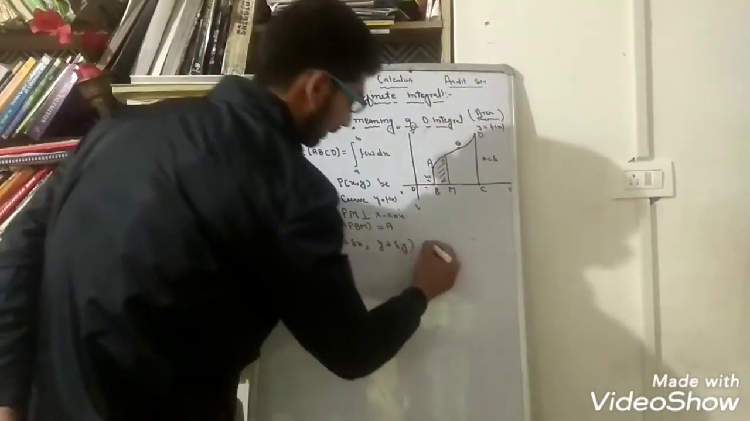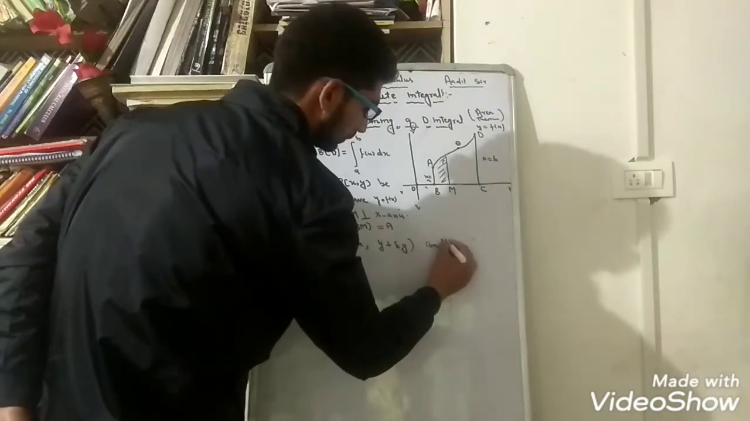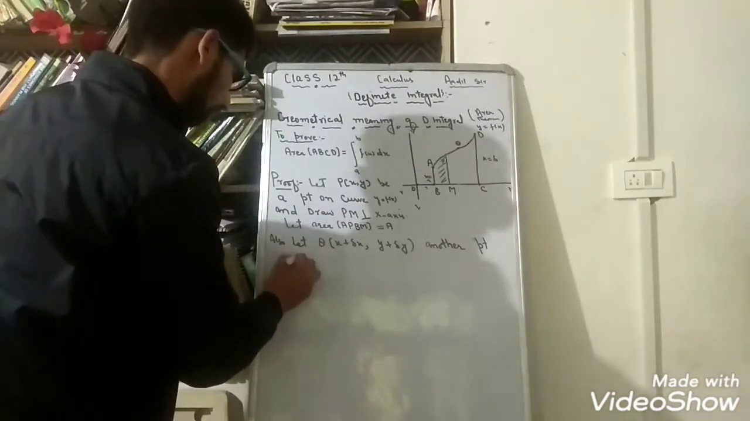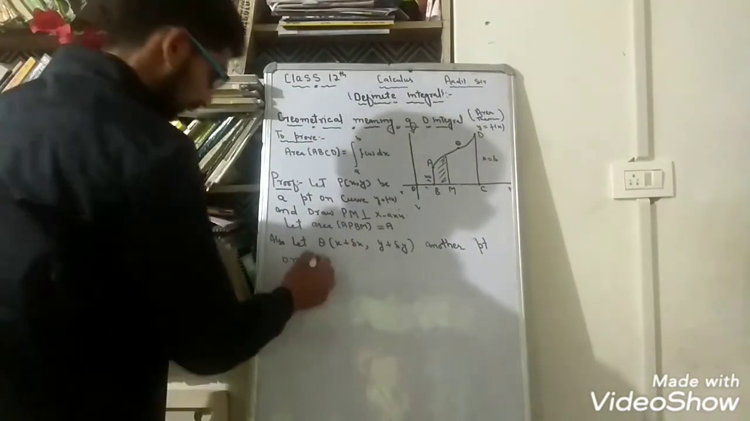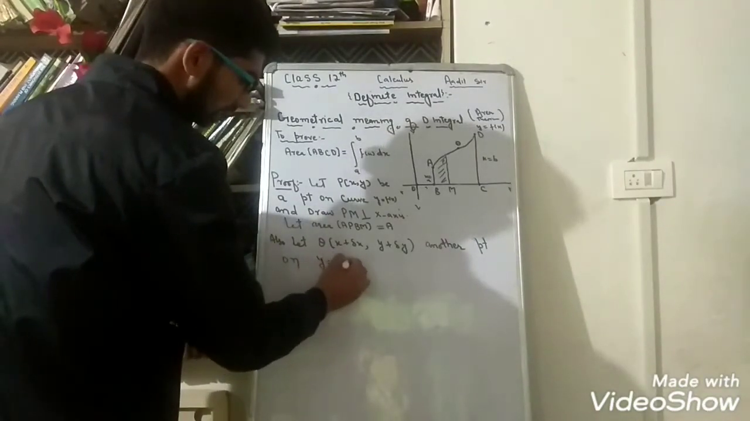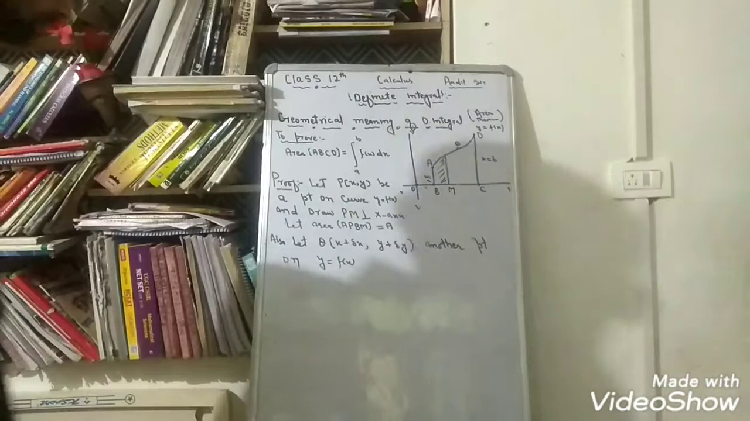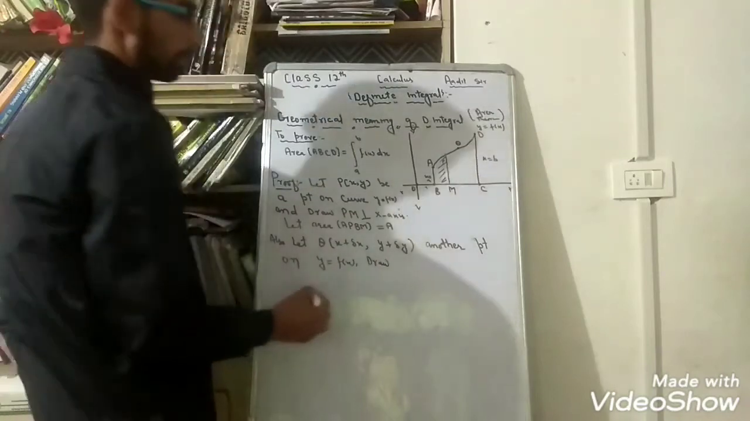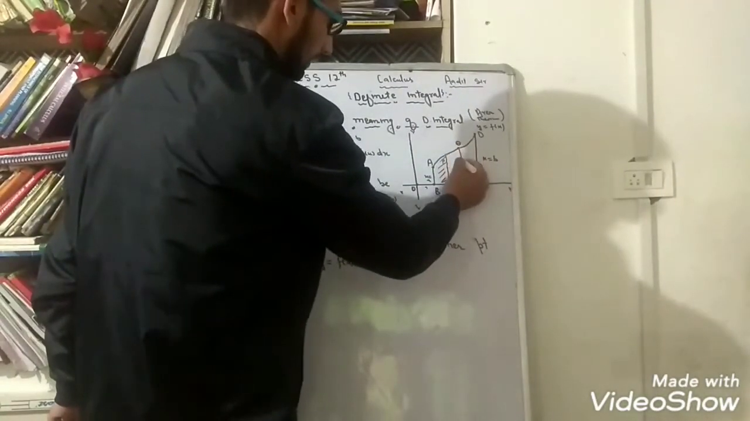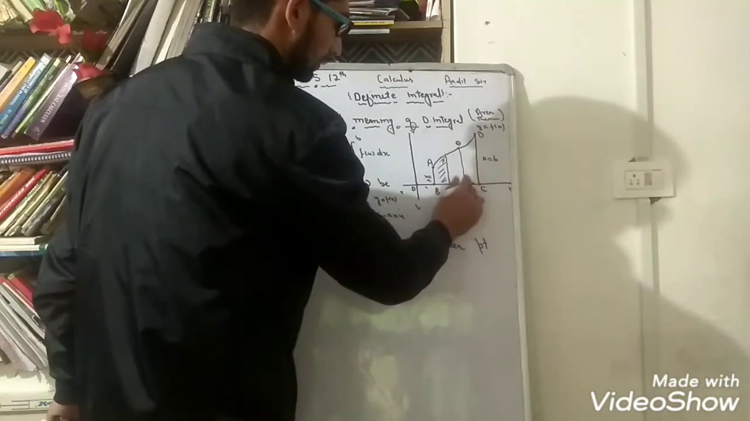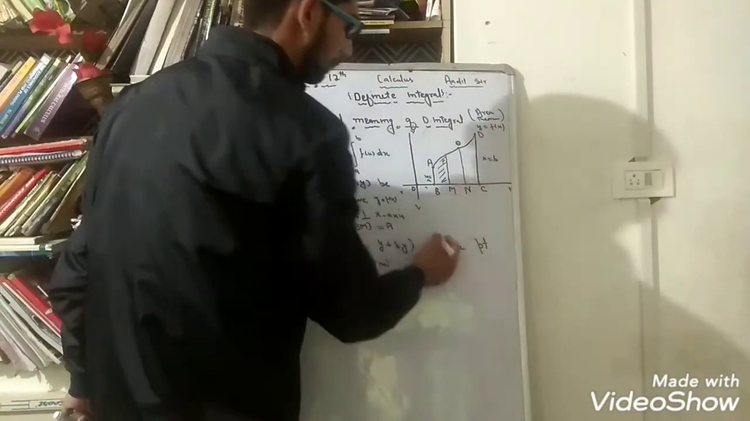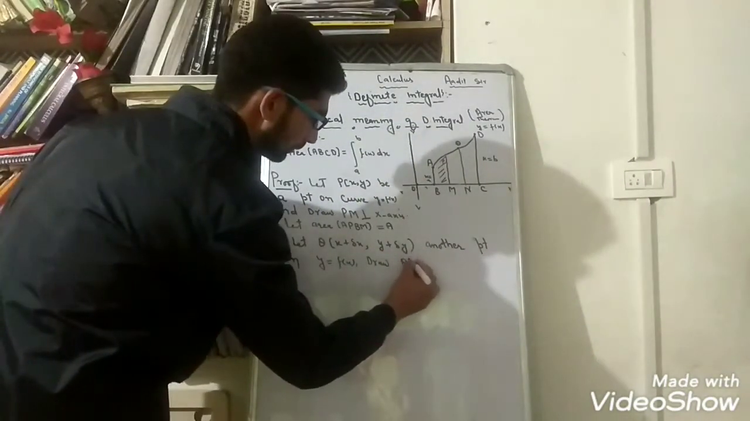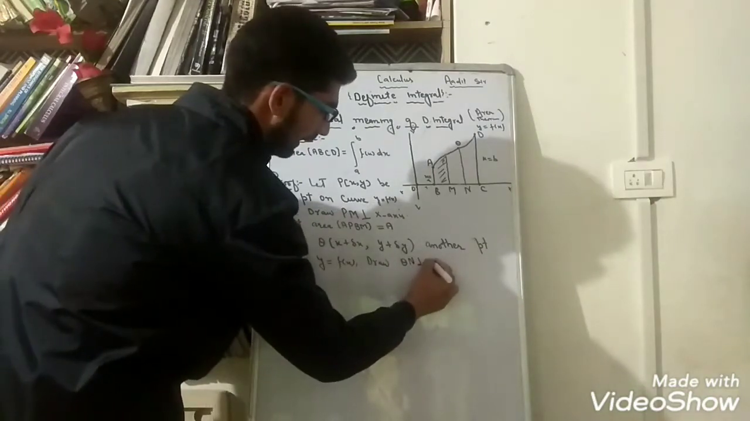Let this be another point on the curve y is equal to f of x. Draw QN perpendicular again to BC. Draw QN perpendicular to the axis.